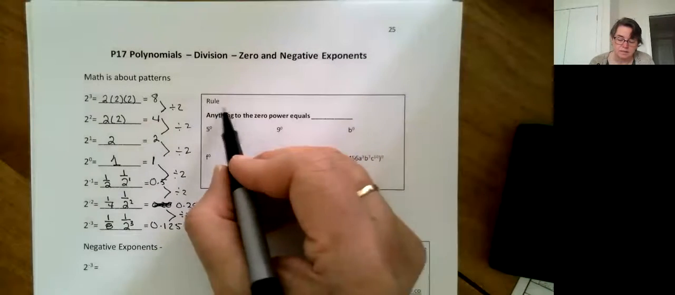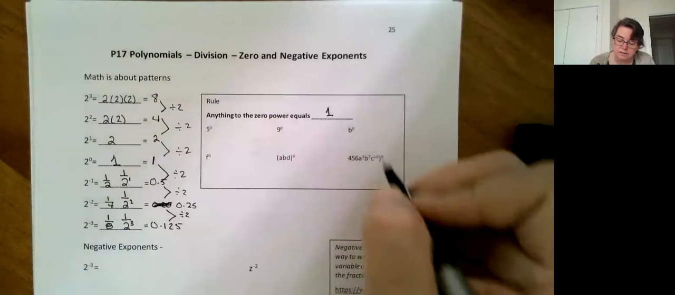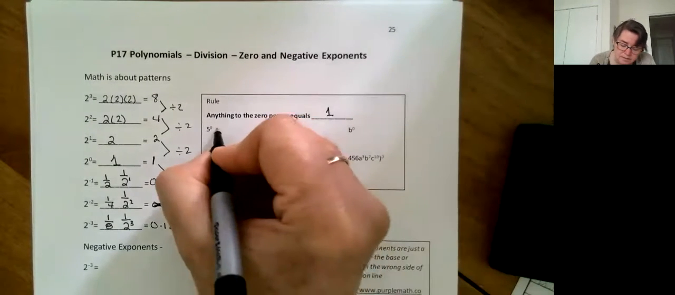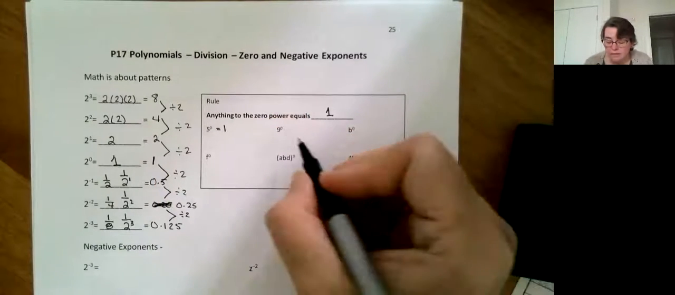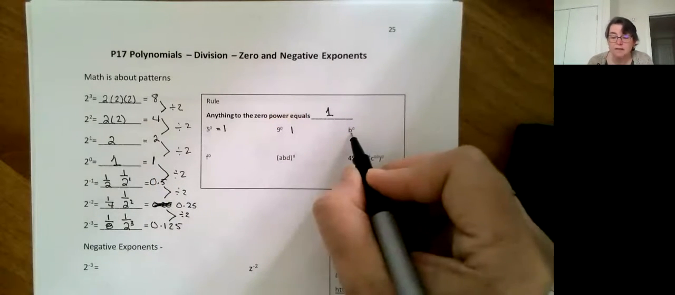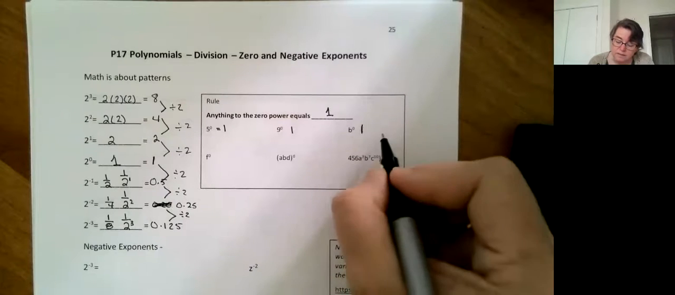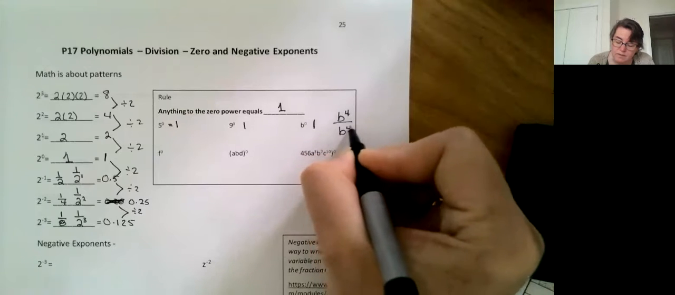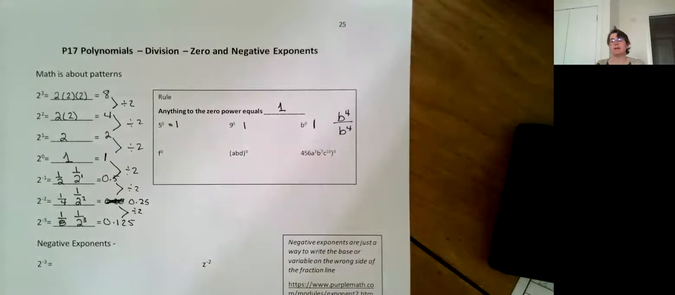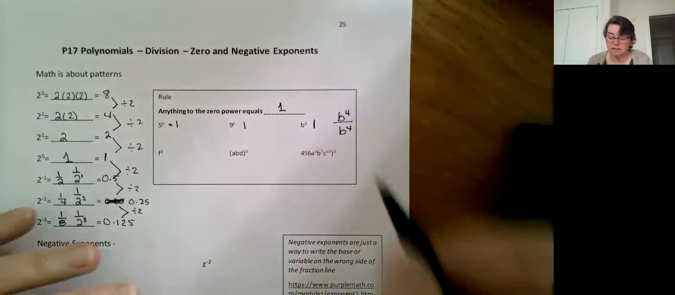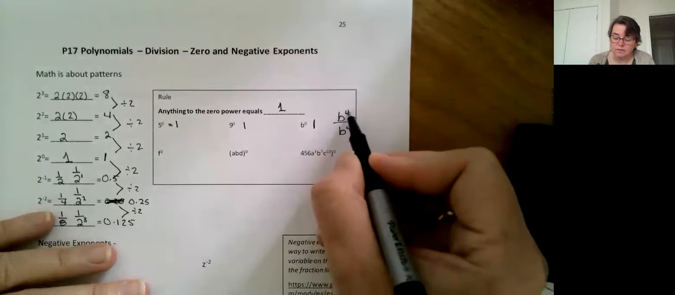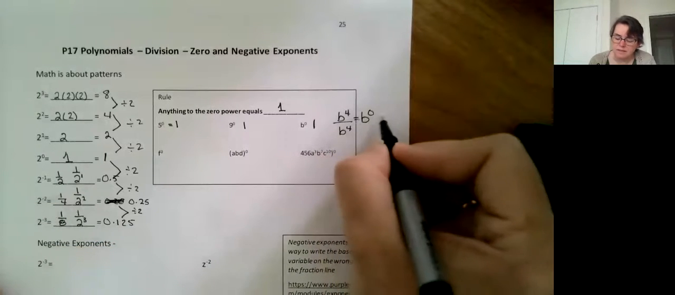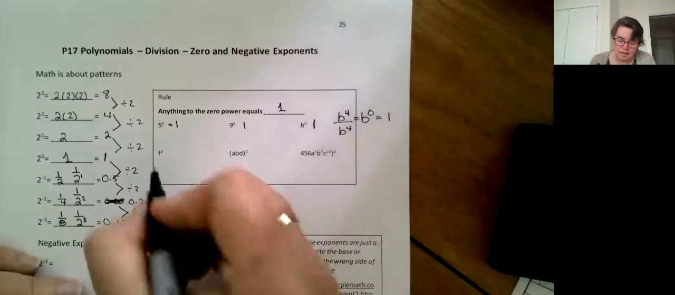Anything to the 0 power equals 1. I don't care what you write, but if it is to the 0 power, it's going to be 1. So 5 to the 0 is 1. 9 to the 0 is 1. b to the 0 is 1. So remember, b to the 4th divided by b to the 4th, I said, oh well, those just cancel out and you get 1. Well, you can also think of it in terms of when you divide, you subtract. So 4 minus 4 is b to the 0. But b to the 0, by definition, is 1. f to the 0 is 1.